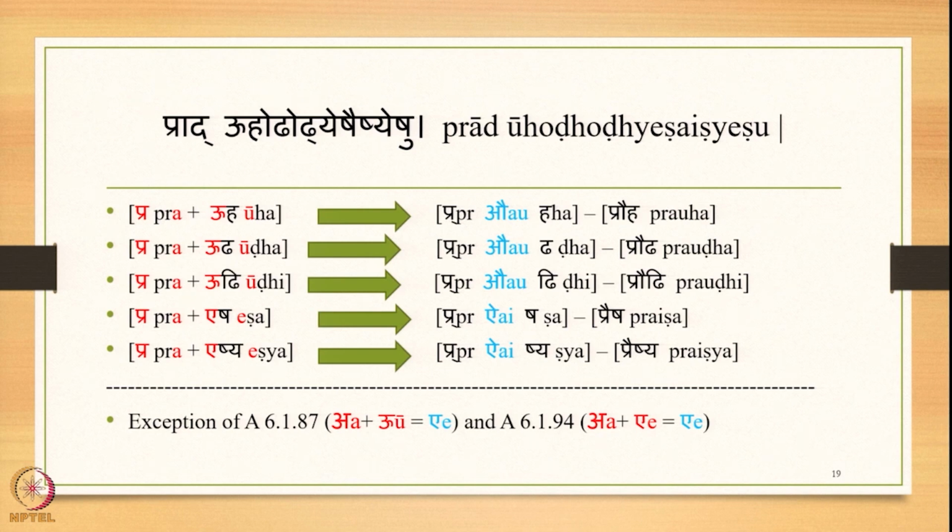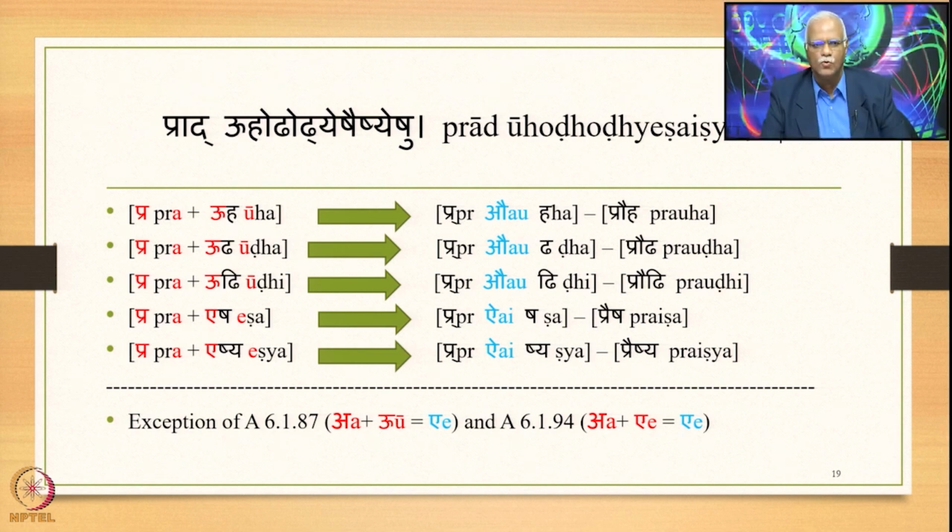Here there are two words, prat and the second word uhodho dhye shaishyeshu. Uhodho dhye shaishyeshu is the 7-1 of uhodho dhye shaishya. Prat is 5-1 of pra. So we have pra immediately followed by uha or udha or udhi or esha or eshya, these 5 words. And in place of a plus u, we have the vriddhi substitute.